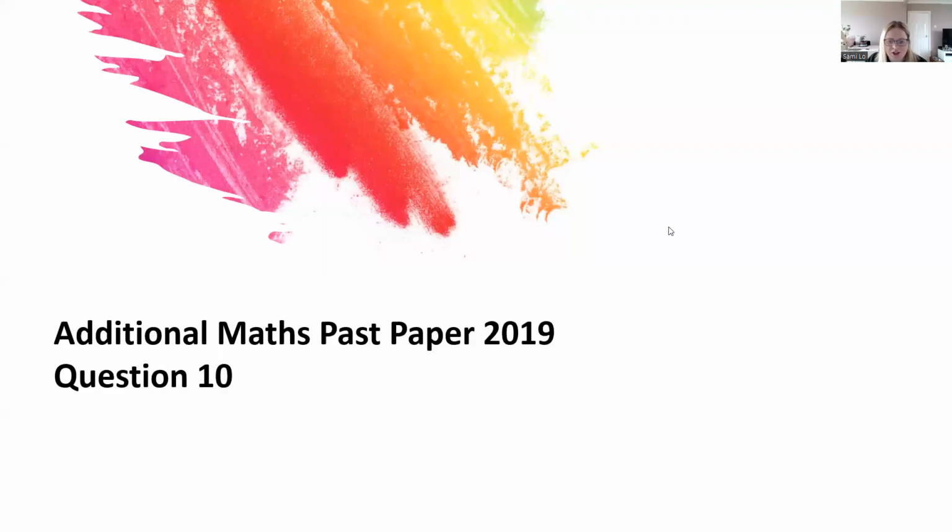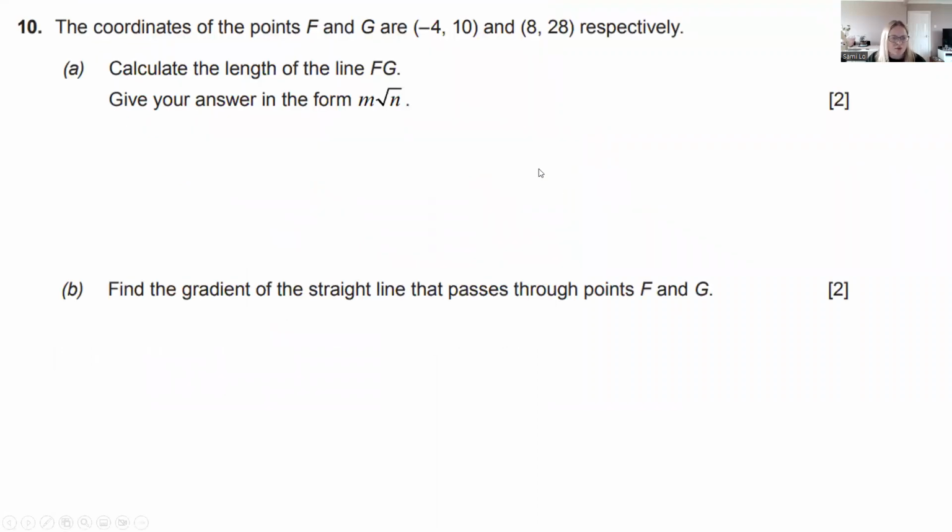Question 10 of the additional maths paper 2019. First question, we've got coordinates, so we've got F and G, and we need to work out the length of the line.